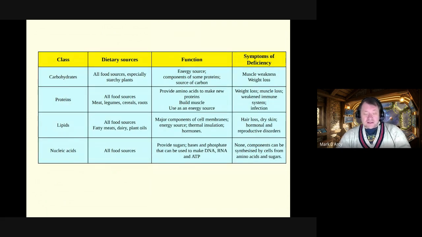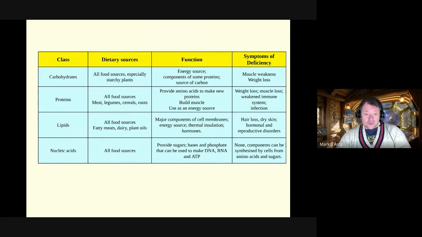Now, there are different classes of what we call macronutrients: carbohydrates, proteins, lipids, nucleic acids. Dietary sources, well, they're listed here. Carbohydrates: all food sources, especially starchy plants. Function: energy source, components of some proteins, source of carbon. Symptoms of deficiency: muscle weakness, weight loss, lack of energy.